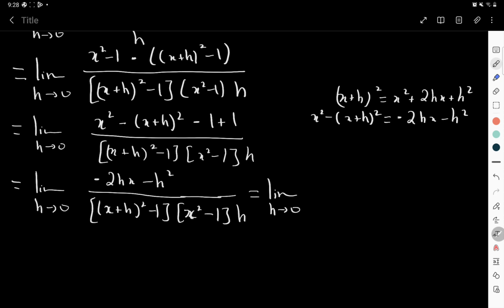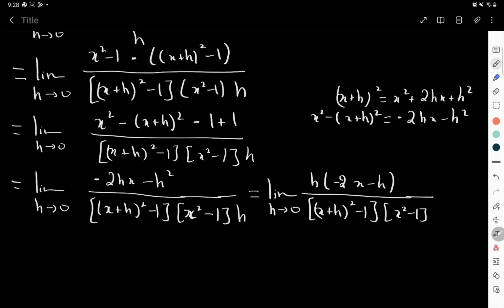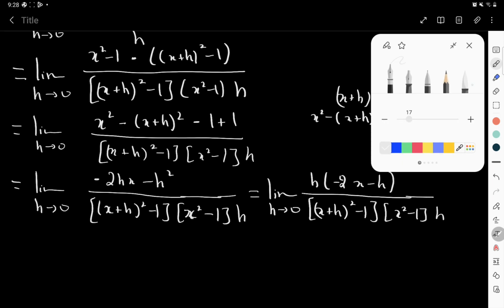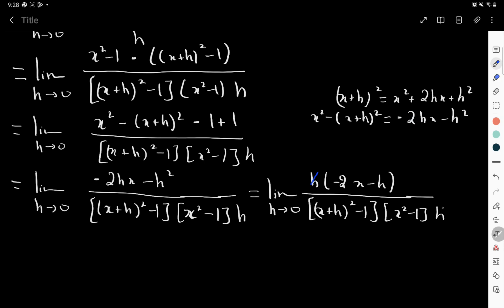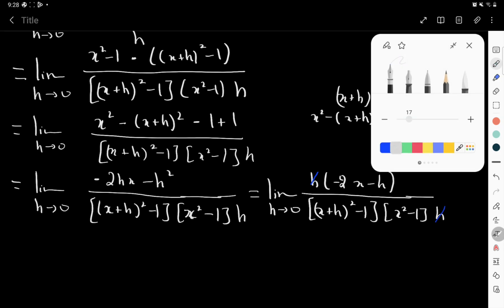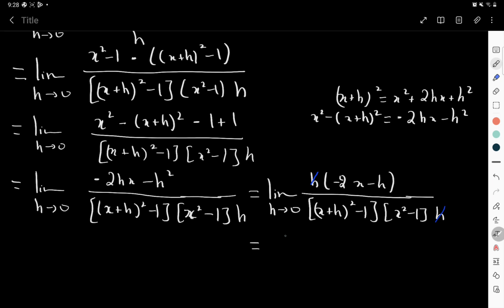It's the limit as h goes to 0, factor an h out, minus 2x minus h over x plus h squared minus 1 over x squared minus 1 times h. Of course, you can cancel the h out here and evaluate the limit by simply plugging in h equal to 0. So what do you get? You get minus 2x over x squared minus 1 times x squared minus 1. So you have an x squared minus 1 squared.